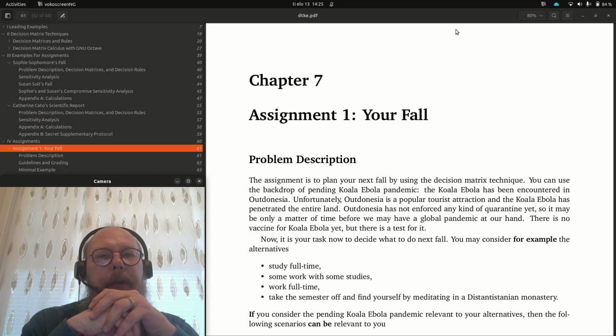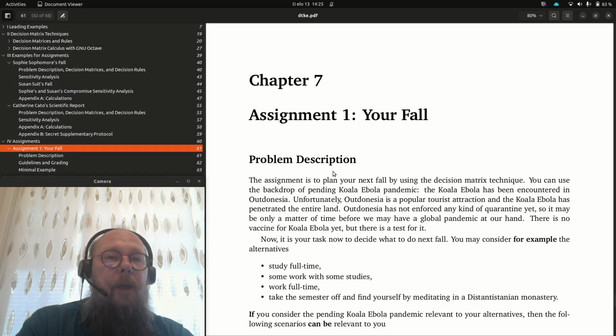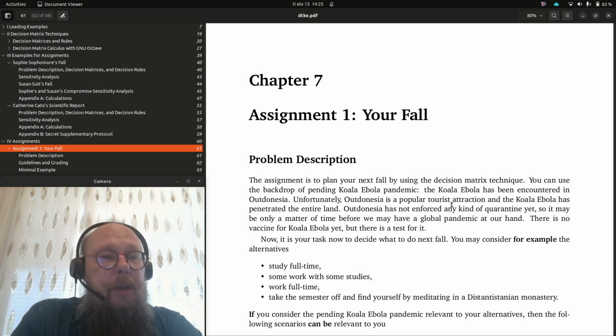First, in chapter 7 we have assignment 1, your fall. In short, what is this assignment about? You have to use the decision matrix technique to decide what to do next fall. That's it. If you want to be creative, you shouldn't follow too much what is going on in these lecture notes. But if you want to be sure that you do it in a reasonable way, then you should look at Sophie Sophomore's fall. That's an example of how to do it, and then follow the guidelines given here.